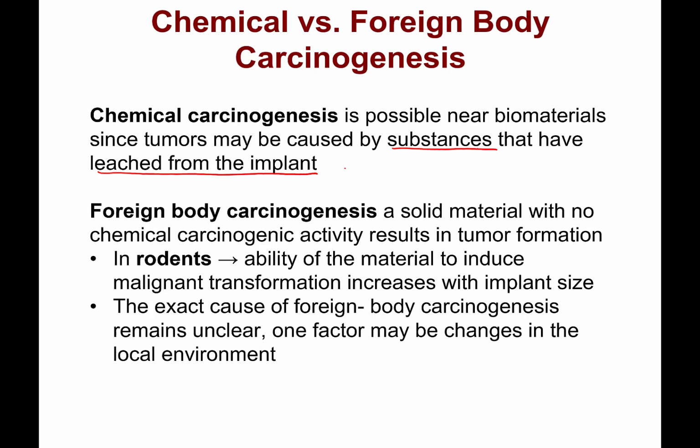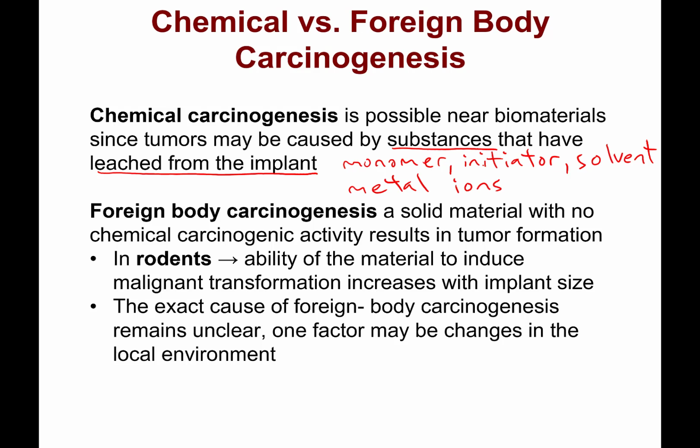So this can be things like monomer, initiator, or solvent, if we're talking about polymers, or in the case of metals, it could be metal ions associated with corrosion. And now these aren't all-inclusive things here, so there could be other mutagenic compounds as well, but the key point is that they're mutagenic substances leaching out of the implant.